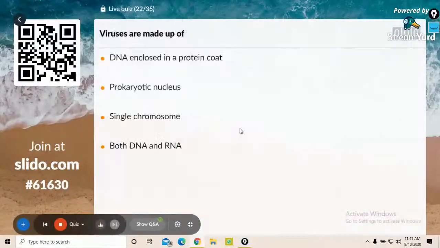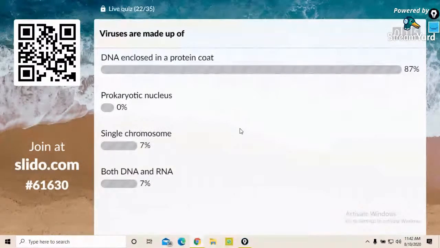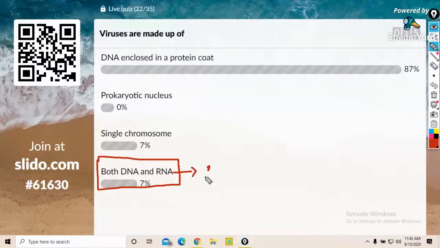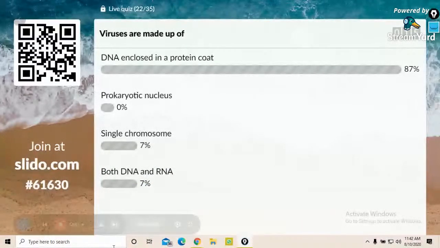22nd question. Viruses are made up of DNA enclosed in a protein coat, prokaryotic nucleus, single chromosome, or both DNA and RNA. Why 7% with both DNA and RNA? Viruses have only one, either DNA or RNA. It is mentioned in your NCERT. Go home and read your NCERT. That is the only thing I could tell you. The correct answer is option A, DNA enclosed in a protein coat.